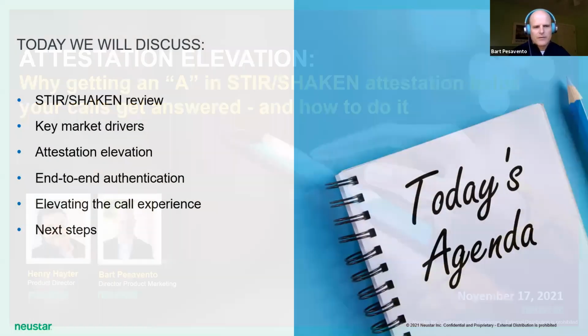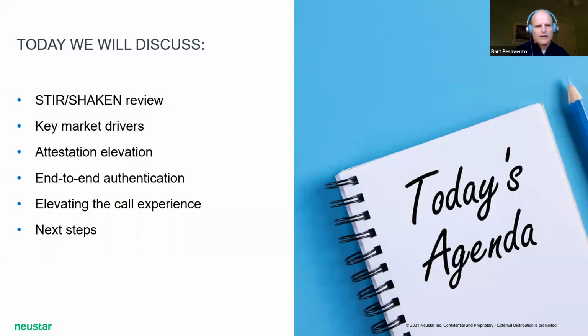So here's our agenda for today. First, we're going to go through STIR/SHAKEN and a quick review on that, so everyone has a common understanding of the terminology that we're using. We're just going to go through that pretty quickly to understand how STIR/SHAKEN works, and again, the terminology. We're going to go through what some of the key market drivers are. What are we seeing in the industry? We're going to talk about attestation elevation. What exactly is it? How do you overcome this attestation gap? And we're going to talk about end-to-end authentication. And then we're also going to talk about elevating the call experience. How do we go beyond just authenticating calls? And then we're going to talk about next steps. And then we're going to finish off with some Q&A.